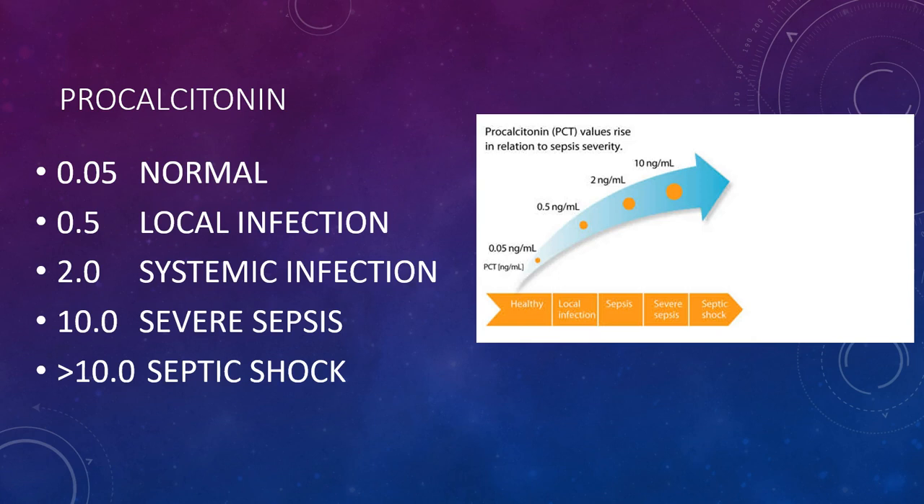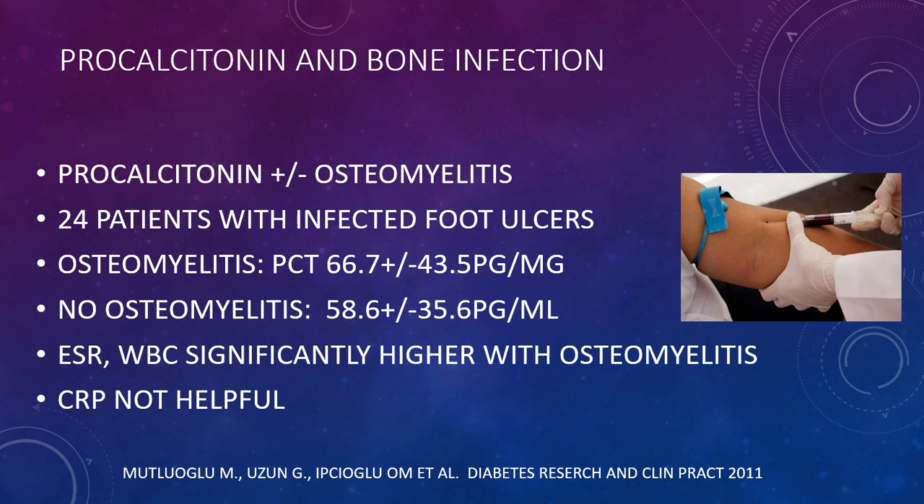individual is felt to have less than 0.5 nanograms per milliliter of procalcitonin. Greater than 0.5 nanograms per milliliter is felt to be consistent with a local infection, and greater than 2 nanograms per milliliter felt to be consistent with a more significant systemic infection.